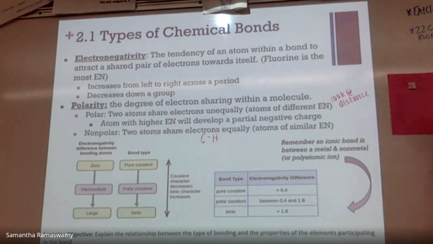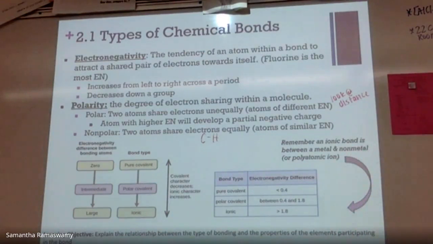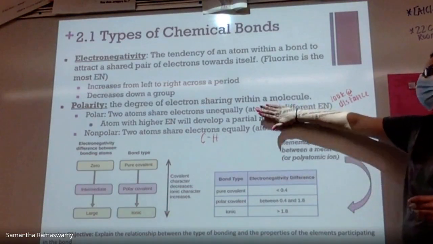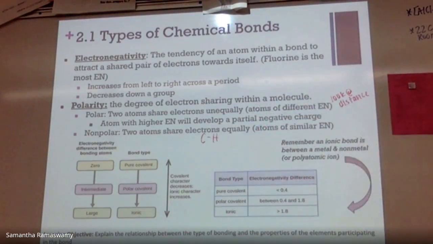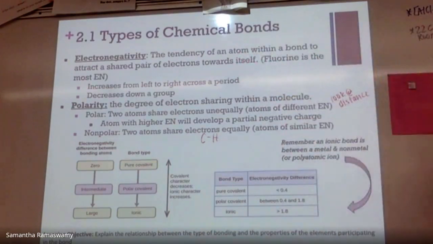Now remember, as we look at nonpolar covalent and polar covalent, we still have ionic bonds. Ionic bonds are always between a metal and a nonmetal. You can tell that something is ionic if it's between a metal and a non-metal, or a polyatomic ion. But polar and non-polar, those are covalent bonds. You have non-metals sharing electrons. So electronegativity and polarity help us to look at the types of bonds that exist.